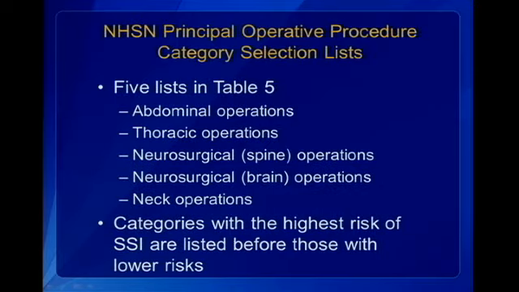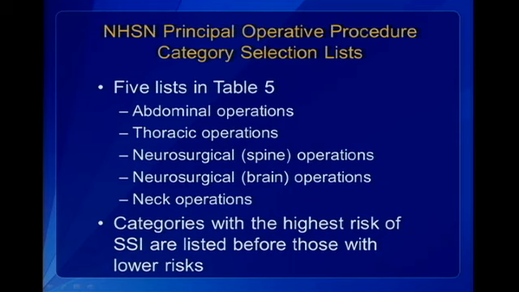This is Table 5. You have your abdominal operations linked all together, your thoracic. We combined neurosurgical operations of the spine and brain together this year because the risk worked either way, so it didn't make sense to keep it a separate list. It won't change your data.